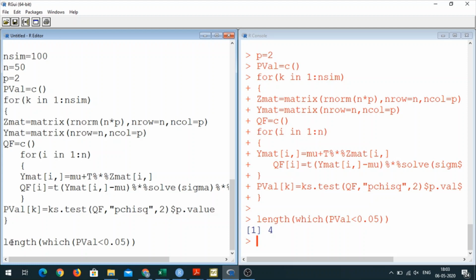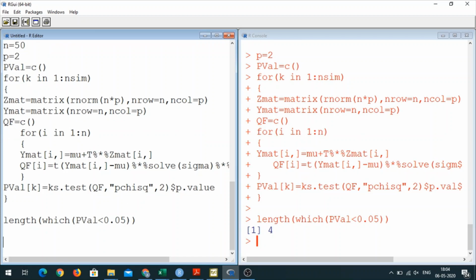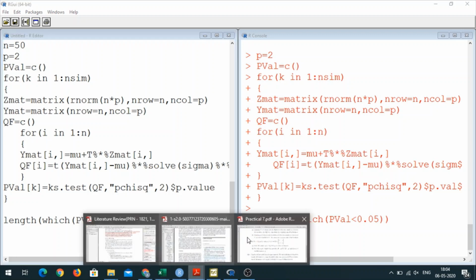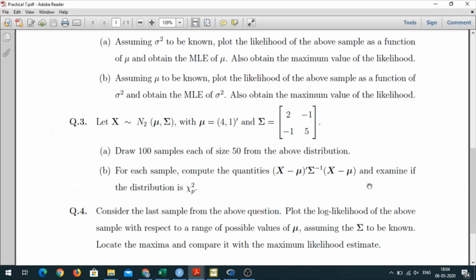Okay, so it should be roughly 5%, means if you do this entire exercise too many times, and if you take the average number of times the p-value is less than 0.05 out of 100, then it should be near 5. Okay, so this is how we have verified the chi-square assumption.